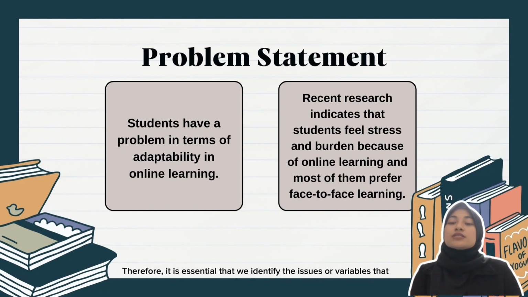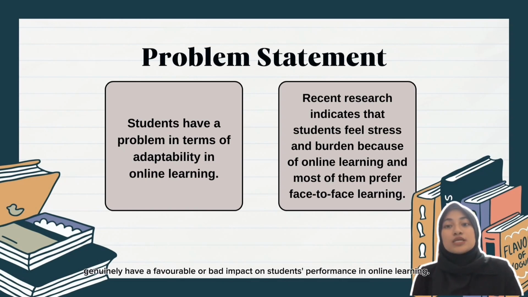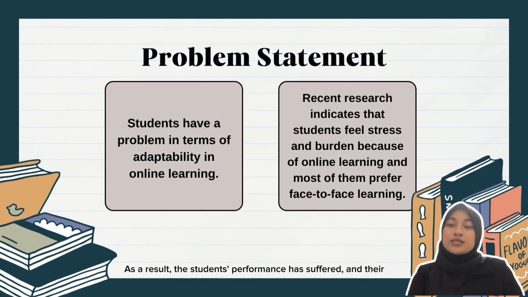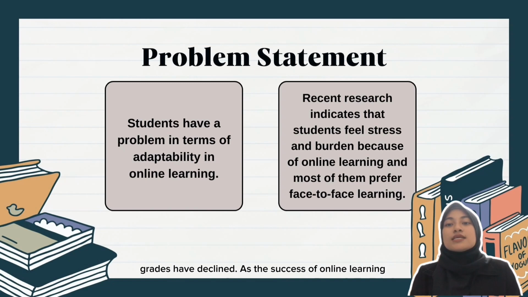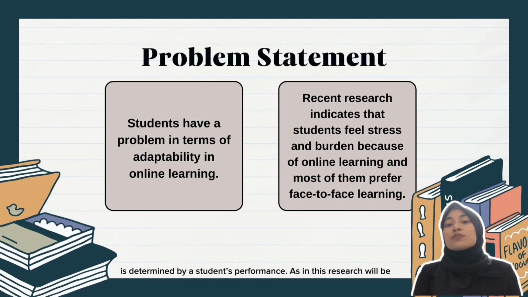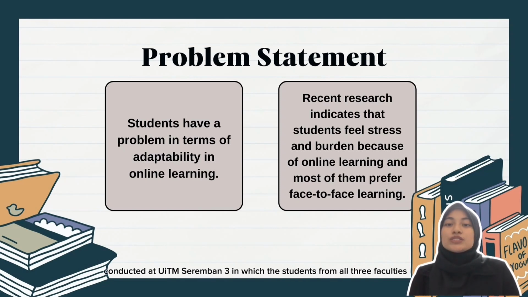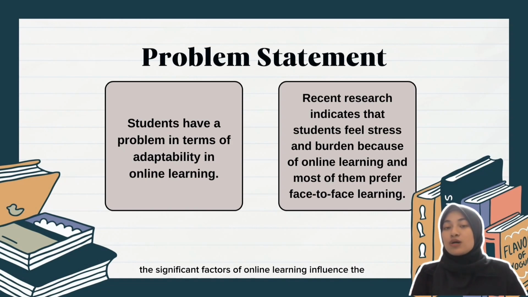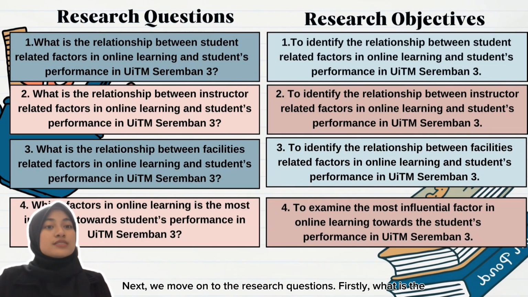Therefore, it is essential that we identify the issues or variables that generally have a favorable or bad impact on students' performance in online learning. As a result, the students' performance has suffered and their grades have declined. As the success of online learning is determined by a student's performance, this research will be conducted at UITM Seremban 3, in which the students from all 3 faculties are still using online learning. Therefore, this research wants to know what are the significant factors of online learning that influence the students' performance in UITM Seremban 3 students.